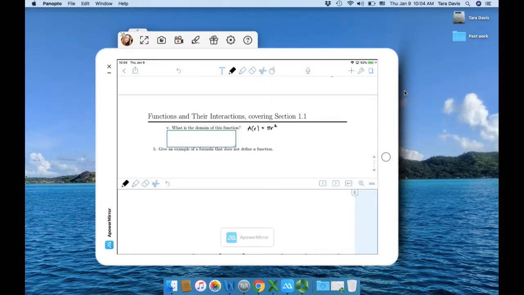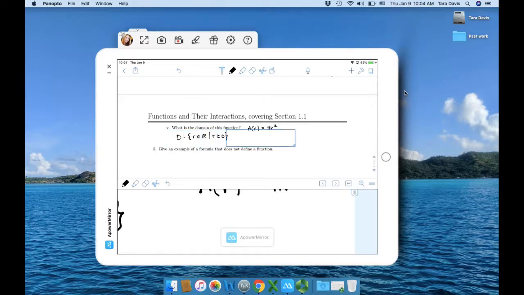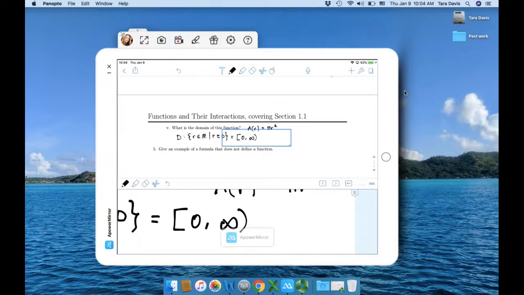So we can say that the domain of this function is the set of all values of r in the real numbers such that r is at least 0. I'm okay with a circle of radius 0, that's like a dot, but if you don't want that, you can make it r is strictly greater than 0. I think that would also be reasonable. And just to practice, this would be the interval from 0 to infinity.